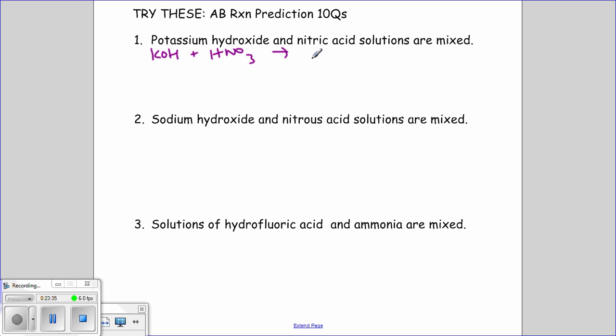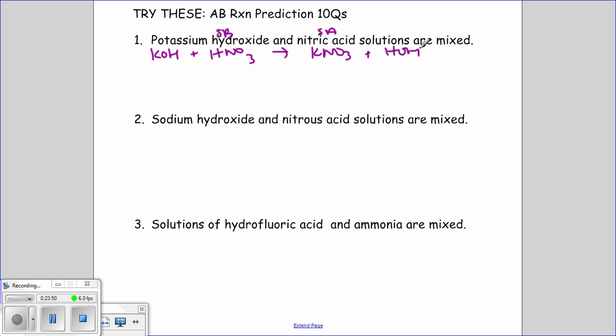They're mixed, so we have an acid-base neutralization reaction. This is a strong base, and this is a strong acid. So we have the ability to ionize everything. That's just a note to remember in the end. We get potassium nitrate and water.